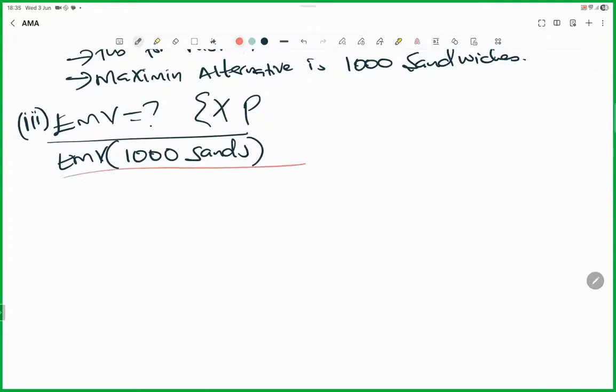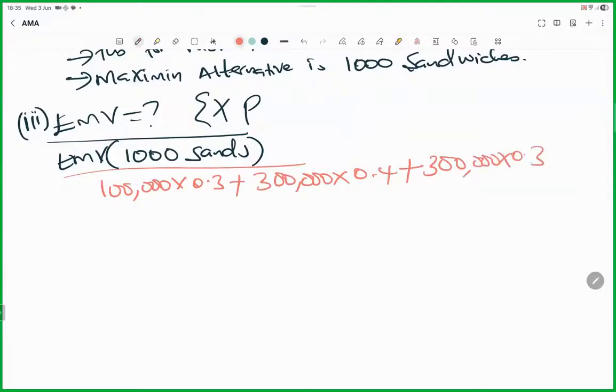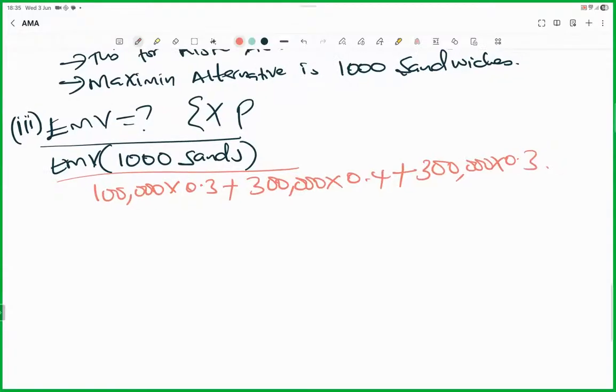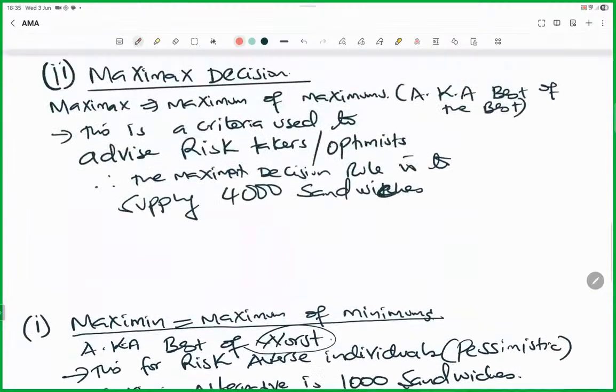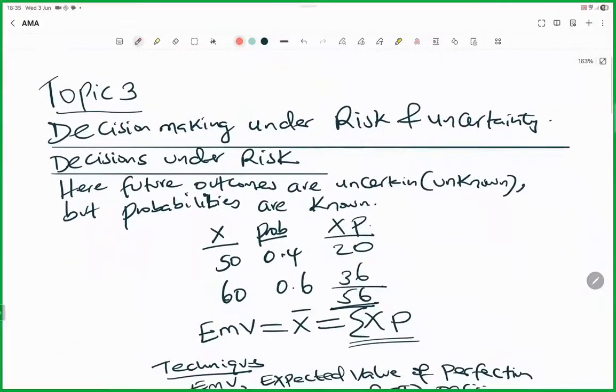So I repeat here, this will be 100,000 times 30% plus 300,000 times 0.4 plus 300,000 times point what here, somebody? 0.3. Somebody is giving me an answer of 240,000. Is that okay? 240,000.